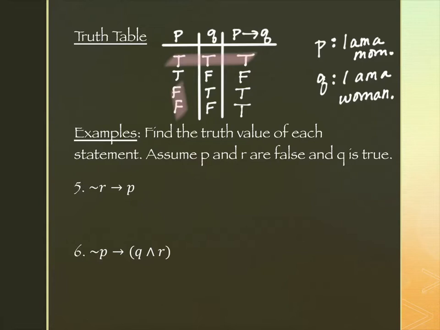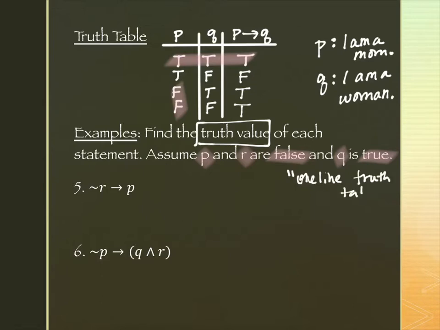So we're going to do a couple of examples where we're finding truth values. So the key phrase in our directions is truth value. And they give us information about what P, R, and Q are. Okay? P and R are false, Q is true. So anytime they're asking you for a truth value and they're giving you individual P, Q, T's, and F's and those kinds of things, this is one of those one-line truth tables. So those pieces of the direction are telling you you have a one-line truth table. It is still a truth table, it's just that it only has one line.